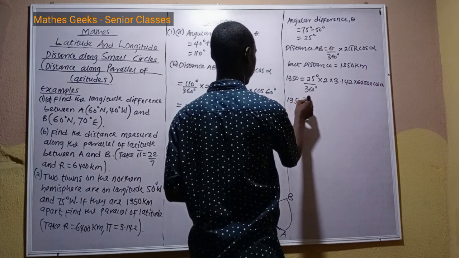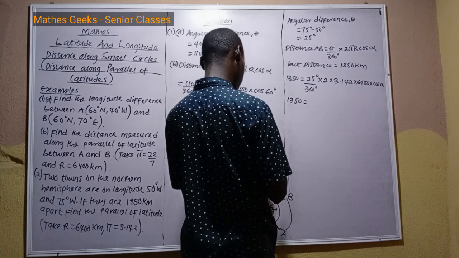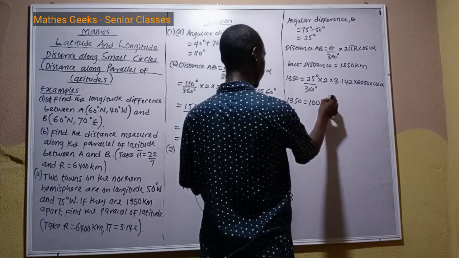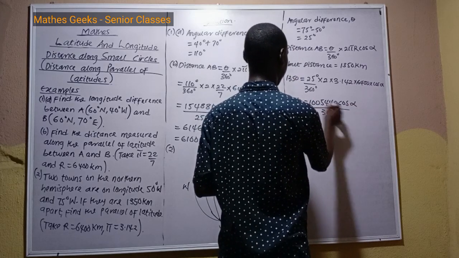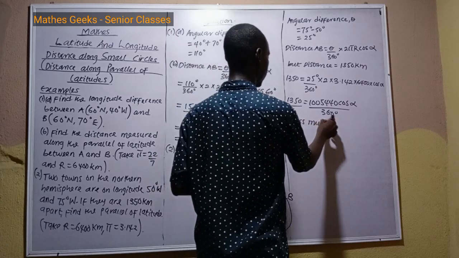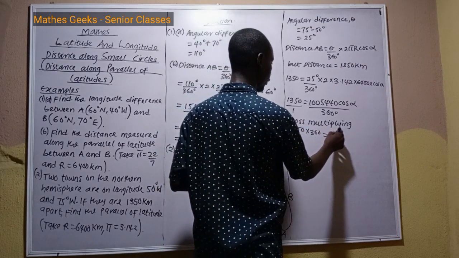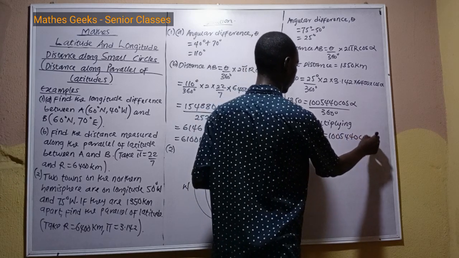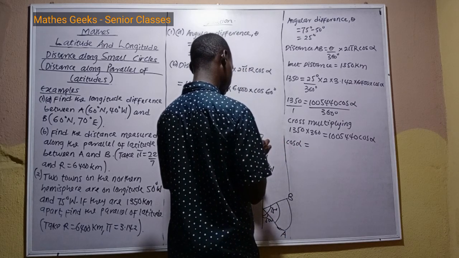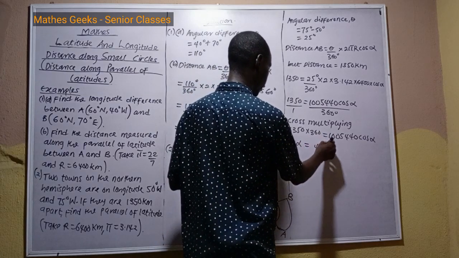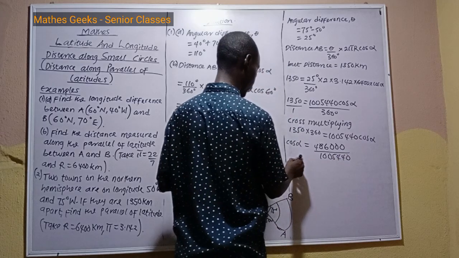So 1,250 is equal to 25 times 2 times 3.142 times 6,400, which is 1,005,440, times cos alpha over 360 degrees. Cross multiplying, we have 1,250 times 360, which is 450,000, equal to 1,005,440 cos alpha. So cos alpha is equal to 1,250 times 360 divided by 1,005,440.